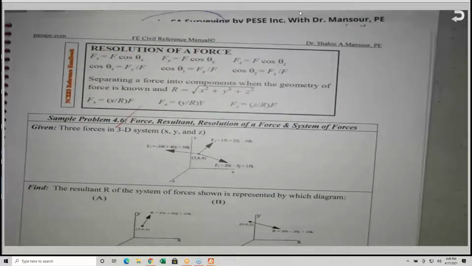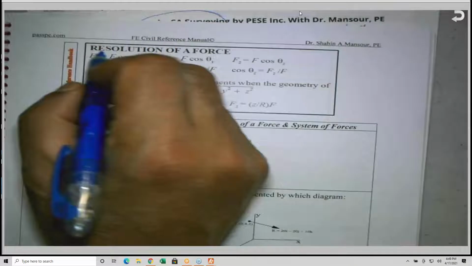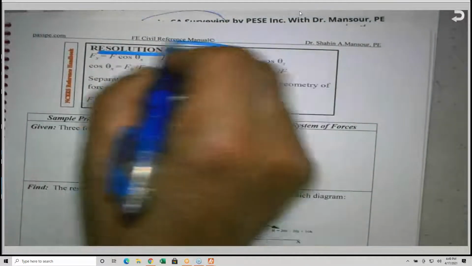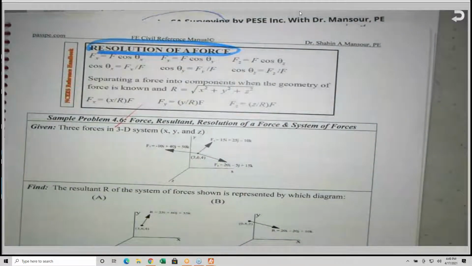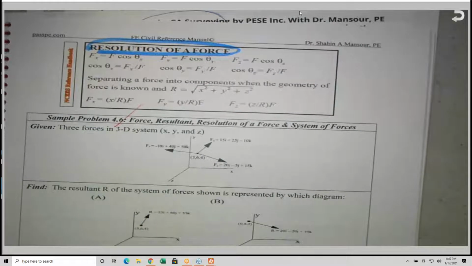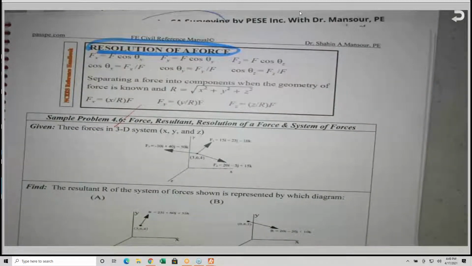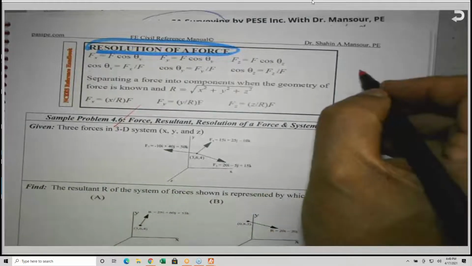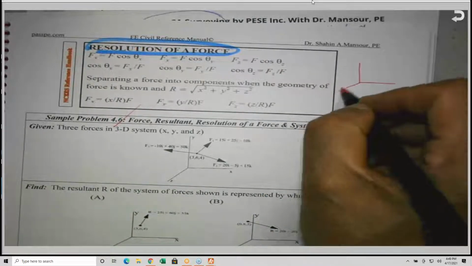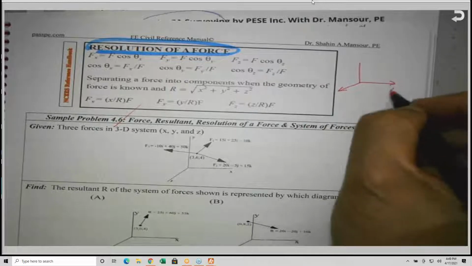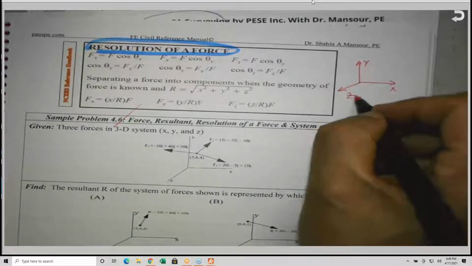Okay, the second section given in the NCEES is the resolution of a force. And now we're talking about the 3D. Since we have X and Y and Z, immediately I will look to the 3D system. So this is X, and this is Y, and this is Z.